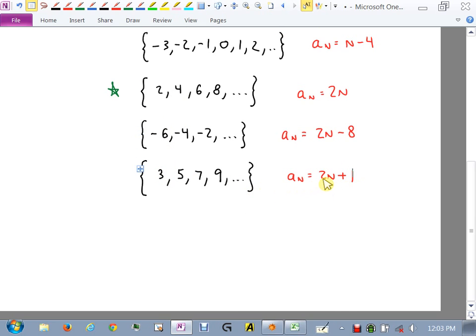Then you plug in 2. 2 times 2 is 4, plus 1 is 5. Make sense? How about if I want, oh, go ahead. Yeah, so that was what I was going to ask. What if I want to start at 1? 2n minus 1. There you go. Y'all catching on to this?